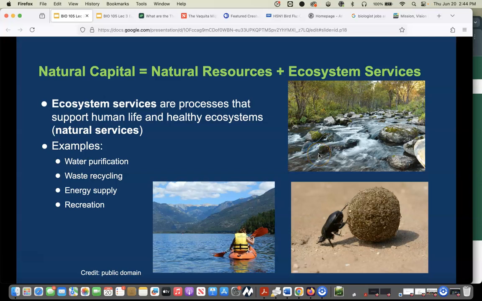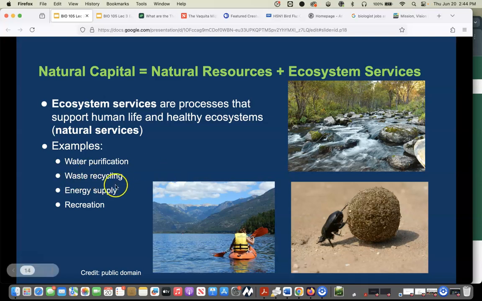Thus, our lives and economies are ultimately sustained by the energy from the sun, the natural resources it helps maintain, and the ecosystem services that those natural resources provide us. So again, natural capital equals not just the natural resources, but the ecosystem services that those natural resources provide us.